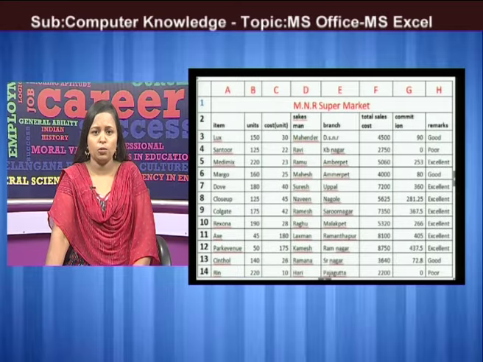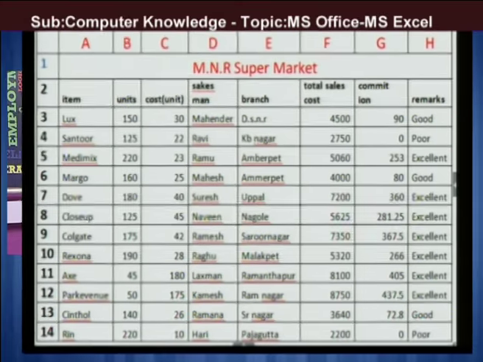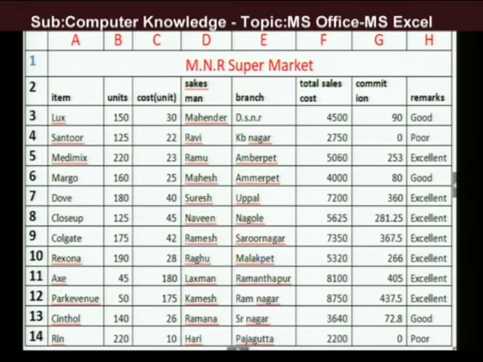Next one, coming into calculations, different types of calculations are there. So, I have to select the M&R supermarket. The supermarket consists of different types of items and different types of units, cost of different items. Next, different sales managers, salesmen also are there, different branches and next total sale cost, commission amount and remarks. This is the structure.